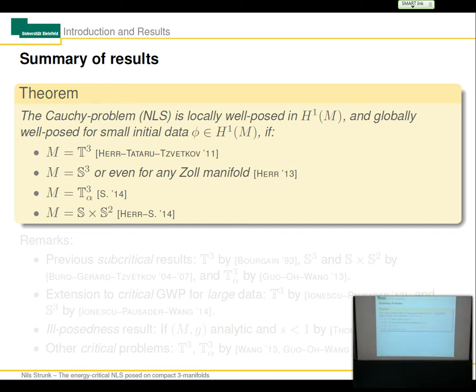The nonlinear Schrödinger equation, as posed on the first slide, is locally well posed in H1 and also globally well posed for small initial data in 4 cases. The first case, and this was the first result in this line of research, was by Herr, Tataru and Tzvetkov in 2011. It's the 3-dimensional torus. The second one was obtained by Sebastian Herr in 2013, and it's S3, so the 3-dimensional sphere, or even more general, Zoll manifolds. But from now on, we will only talk about S3.